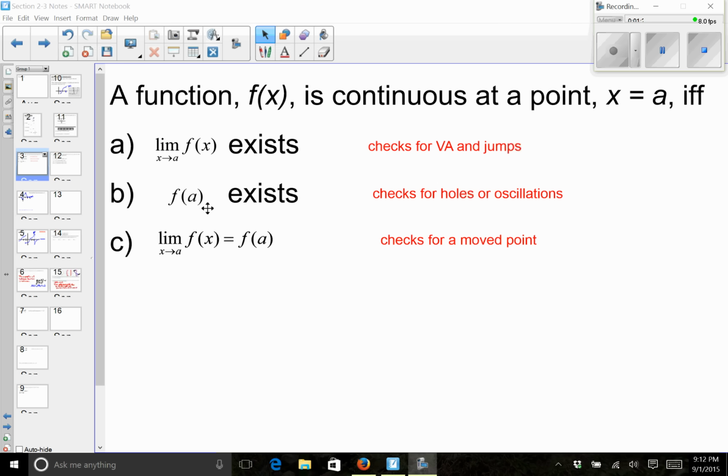Next we want to see if the function exists at a. In other words, we want to know what is the value of f of a. If it has a value, then there's not a hole and there's not an oscillation. And then if the limit is equal to the function value, that checks to see if a point was moved, the other removable discontinuity. And if all three of these are true, we have eliminated all of the different discontinuities, therefore the function would have to be continuous.